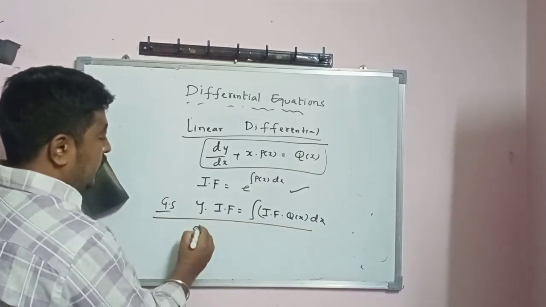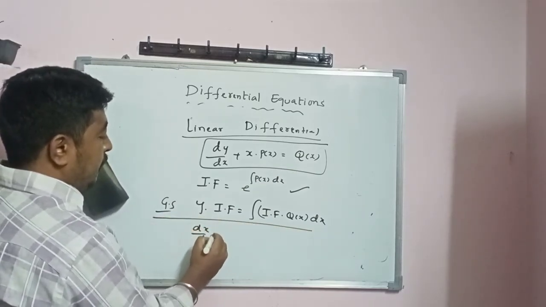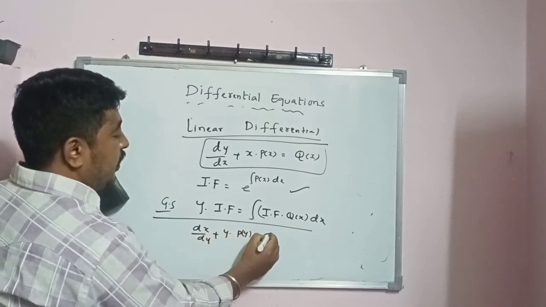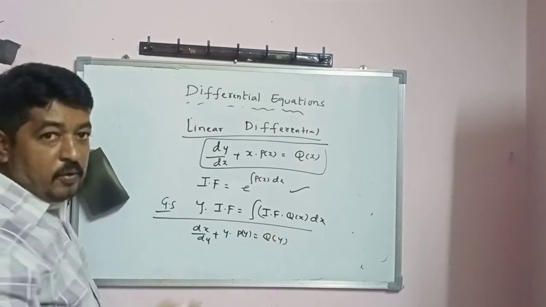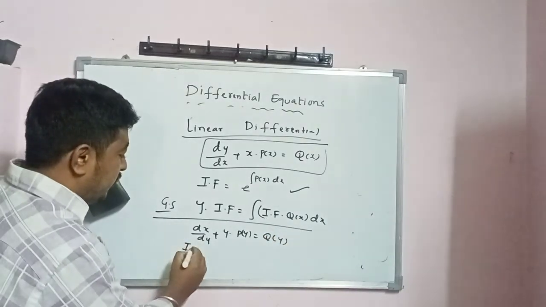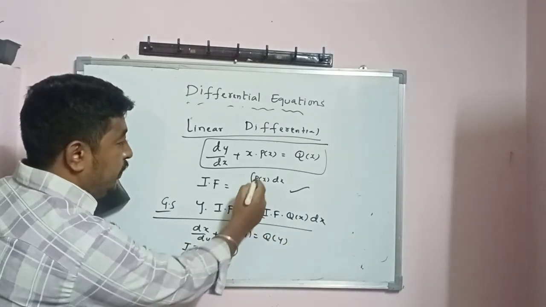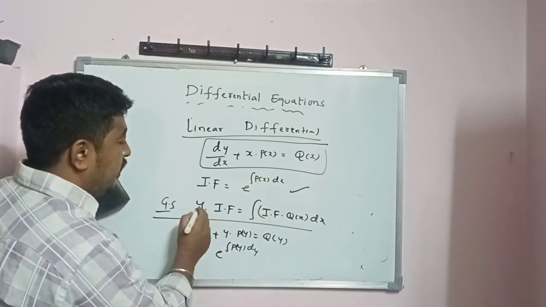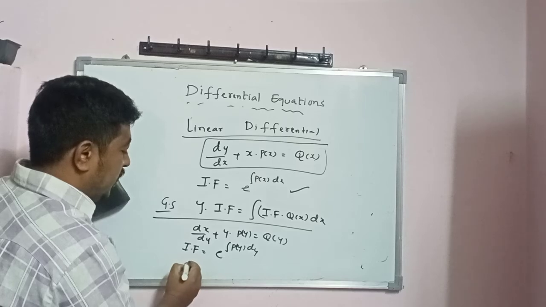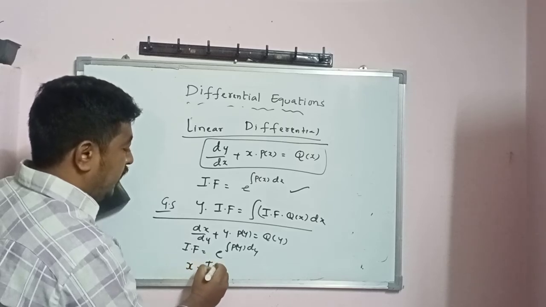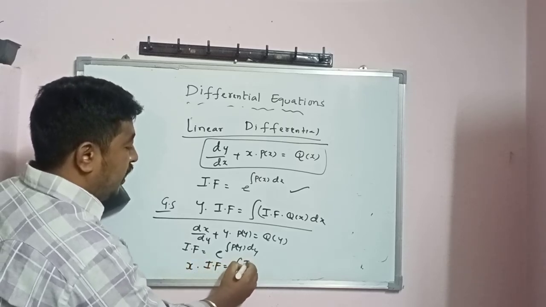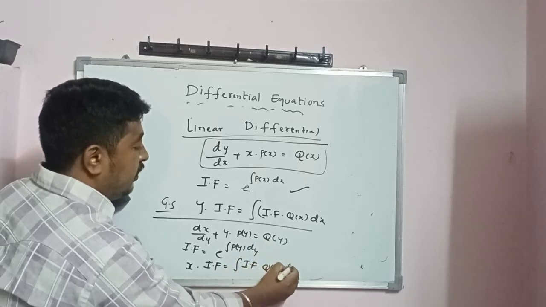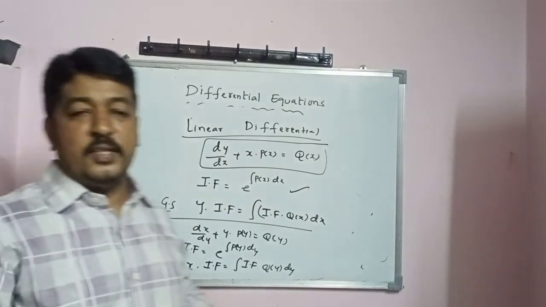Next, we take dx by dy plus x into p of y equals q of y. Same thing here, we take the integrating factor, IF equals e power integration of p of y dy. So here the general solution is x into IF equals the integration of IF into q of y dy. So this is the differential methods.